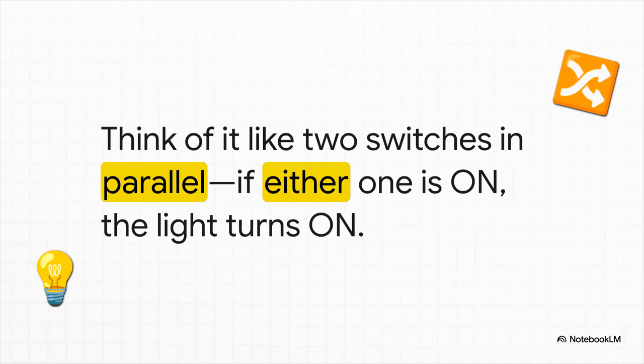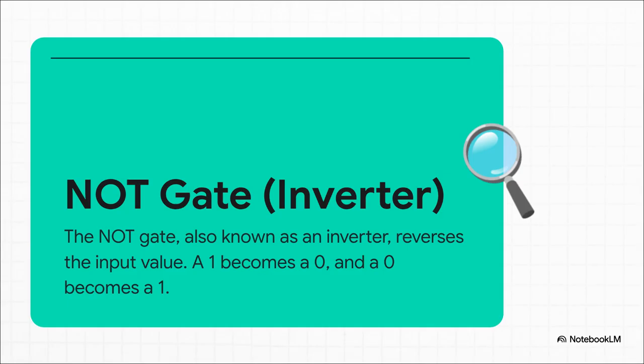So think of this one like two light switches wired in parallel. You can flip either switch A or switch B, and the light will turn on. You don't need both, and that flexibility is what makes the OR gate so useful. And finally, there's the simplest but incredibly important NOT gate.